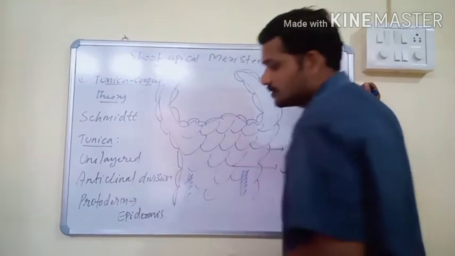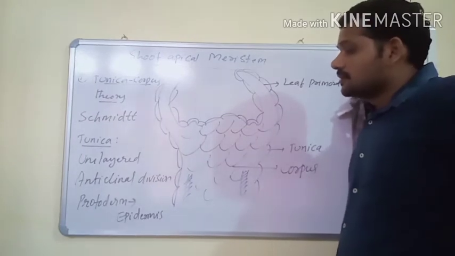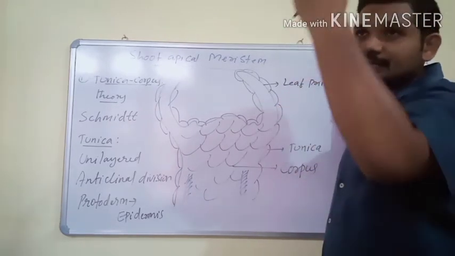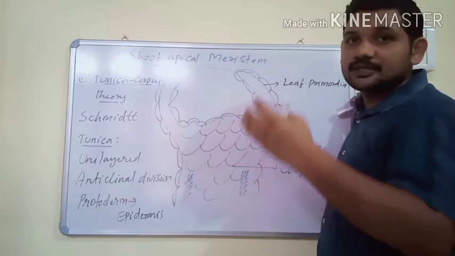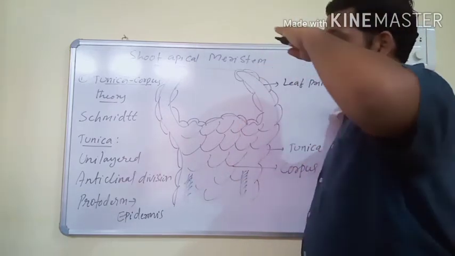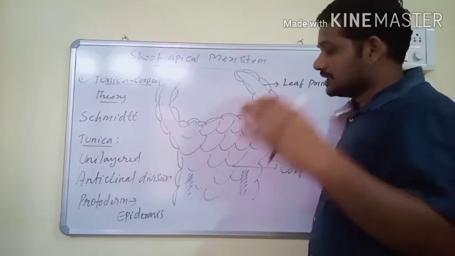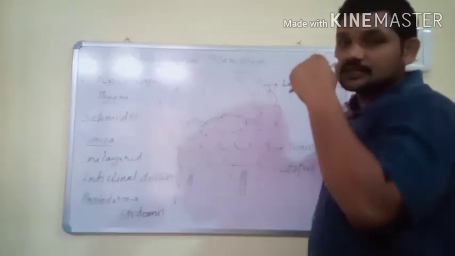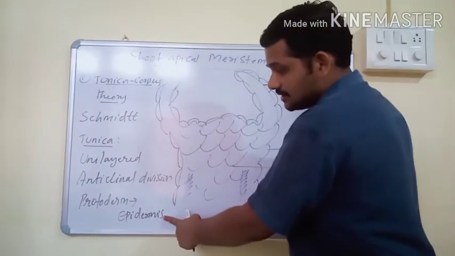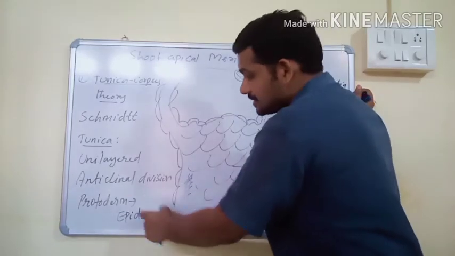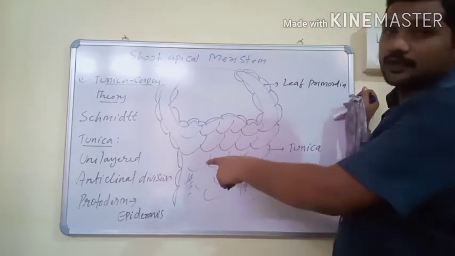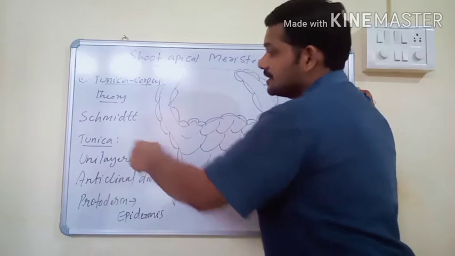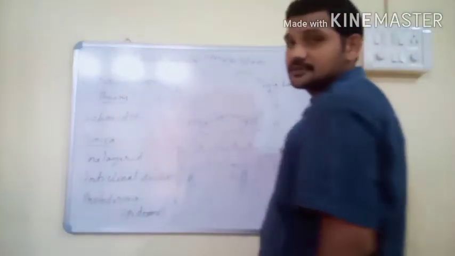If you observe the internal structure of root, stem and leaves, they are made up of various tissues, and all vegetative organs have epidermis as the protective layer, the outermost layer. This epidermis originates from protoderm, which originates from cells of tunica according to Schmidt.